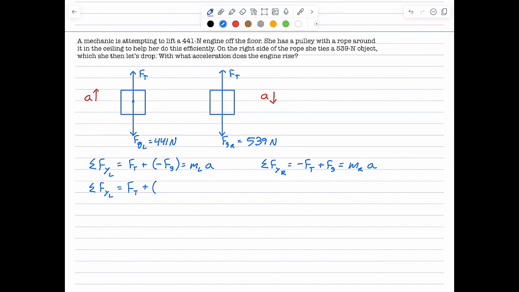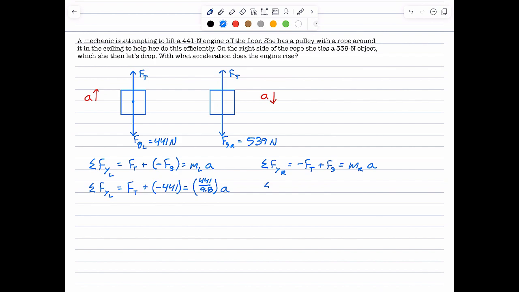But I do know gravitational force, and I'm going to put negative 441. And that is equal to the mass of this object times its unknown acceleration. I'm going to cheat a little bit. I'm going to put a quick equation in here. So to get mass, I know the weight, that's the force of gravity. I just need to divide that by gravitational acceleration. So 441 over 9.8. That is my mass. This is equivalent to the object's mass. And then multiplied by that unknown a.